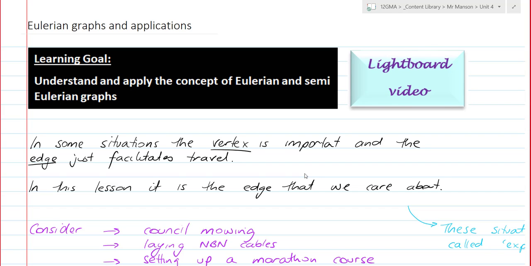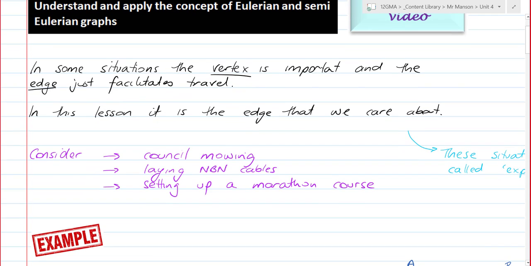In some situations, the vertex is important, and the edge just facilitates travel. So we're talking about context now. You might get a context where the edge doesn't matter. The edge is the road between towns. What matters is the towns that you get to. In some situations, it'll be the opposite, and that'll be our next lesson. So in this lesson, it is the edge that we care about. We're talking about the edge in particular.